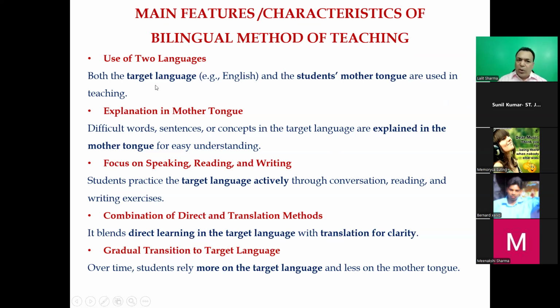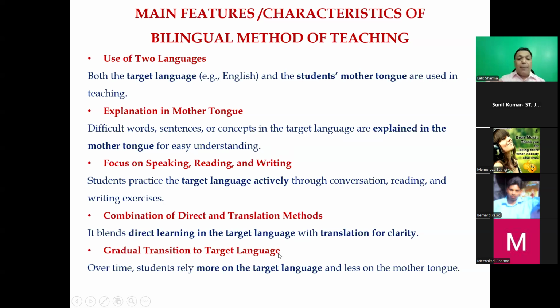Use of two languages. Both the target language English and the student's mother tongue are used in teaching. Explanation in the mother tongue: difficult words, sentences or concepts in the target language are explained in the mother tongue for easy understanding. Focus on speaking, reading and writing. Students practice the target language actively through conversation, reading and writing exercises. Combination of direct and translation method. It blends direct learning in the target language with translation for clarity. Gradual transition to the target language.